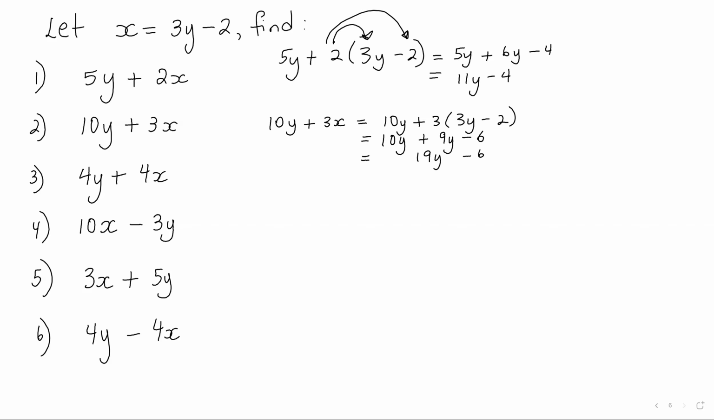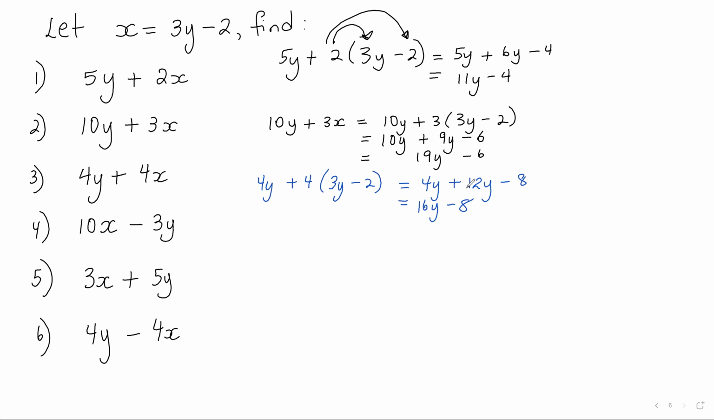Number 3, I think I should use a different color. Number 3 is 4y plus 4x. So that is 4y plus 4 times whatever x is. In this case, x is 3y minus 2. So this gives me 4y plus 4 times 3y, which is 12y, and then 4 times minus 2, which is minus 8. Simplifying that, 4y plus 12y is 16y minus 8.